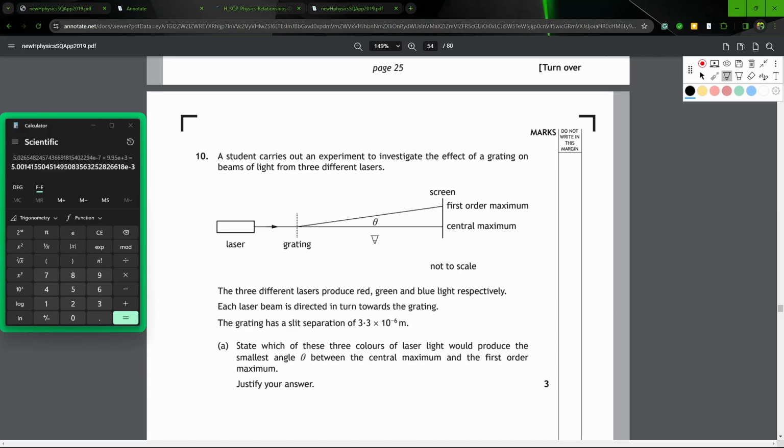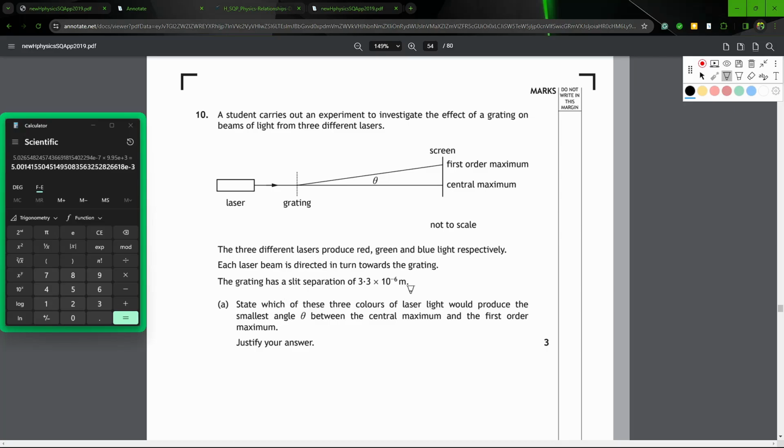So, yeah. A student carries out an experiment to investigate the effect of a grating on the beams of light from 3 different lasers. The 3 different lasers produce red, green, and blue light respectively. Each laser beam is directed in turn towards the grating. The grating has a slit separation of 3.3 times 10 to the minus 6 metres. So yeah, let's get cracking with this. State in which of the 3 colors laser light produces a small angle theta between the central maximum and the first order maximum.